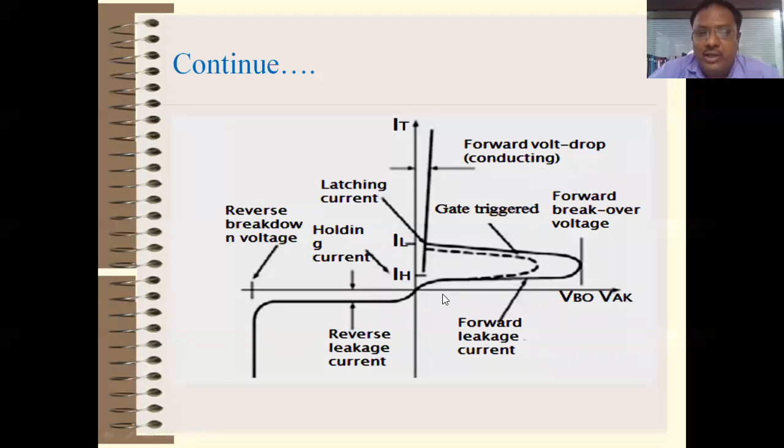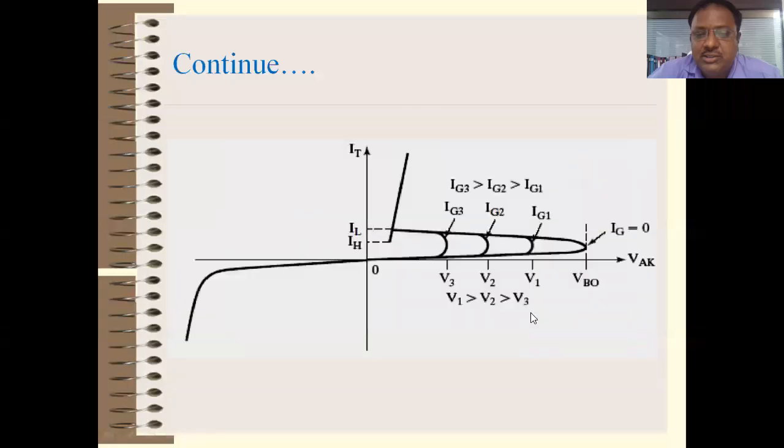Then if you increase the gate current, see the dotted line again in the first quadrant. This dotted line shows that as you increase the gate current, the required voltage to turn on the SCR is lower. Again, see this one, that's the third diagram. This will show you the clear picture.